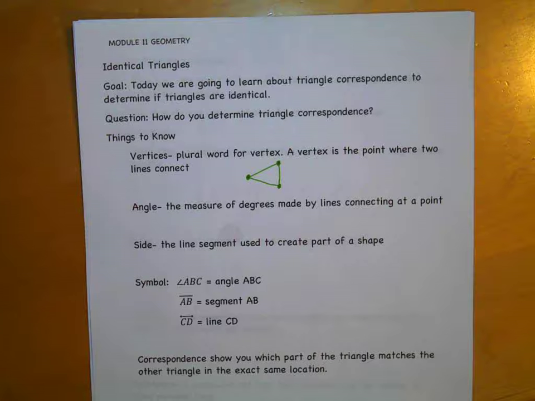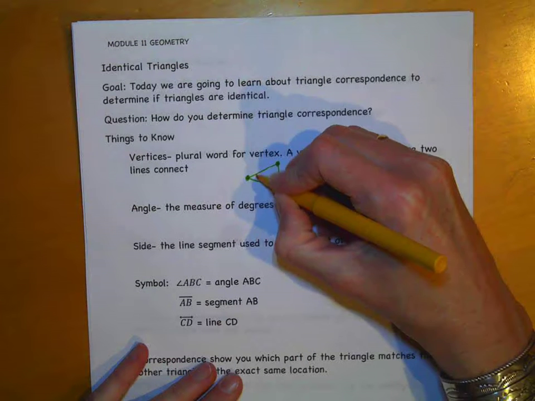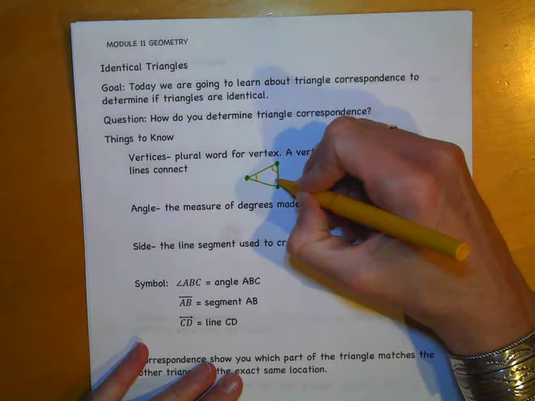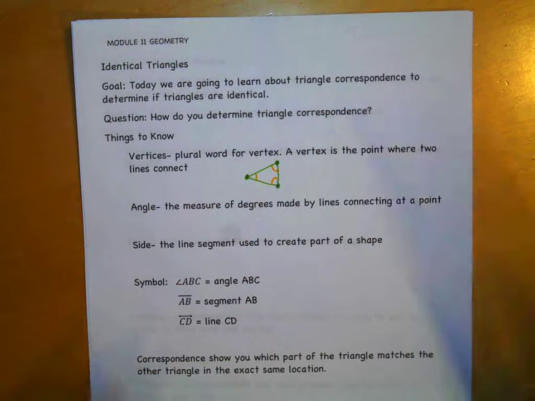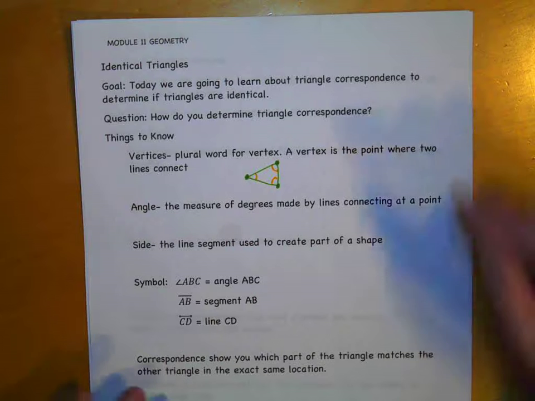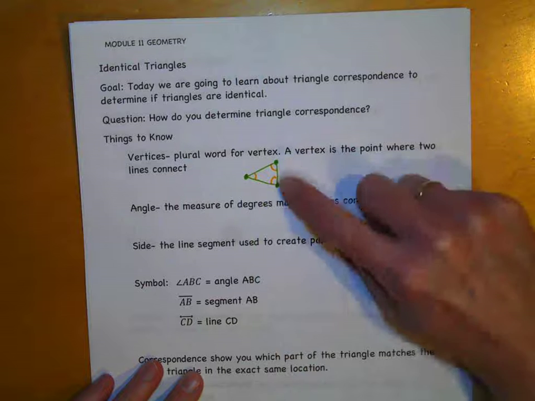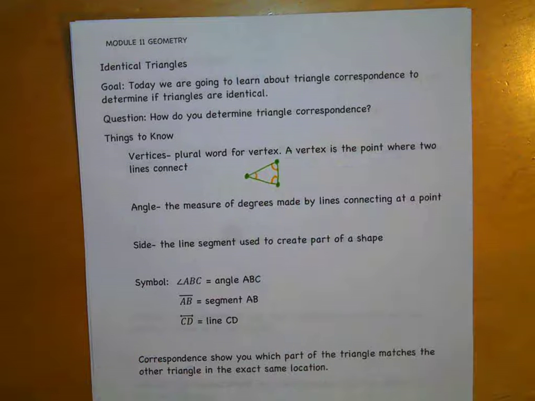An angle is the measure of degrees made by lines connecting at a point. So all of these right here are considered angles because it's the measure of degrees that it took to combine those two lines to create a vertex. The sides is a line segment used to create a part of the shape. So this is a side, this is a side, and this is a side.